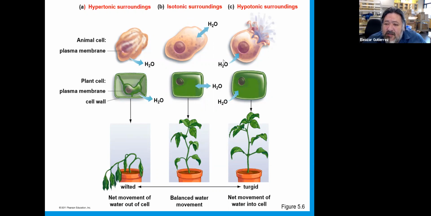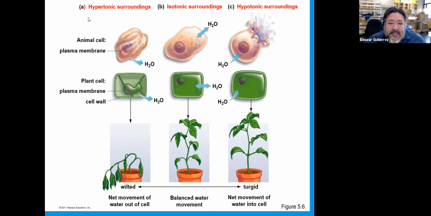In this one, this is a third beaker, okay? And here, this is going to be hypotonic. Hypo means below, so the solute concentration is going to be lower outside than inside, okay? And that's the same thing over here with these plant cells.